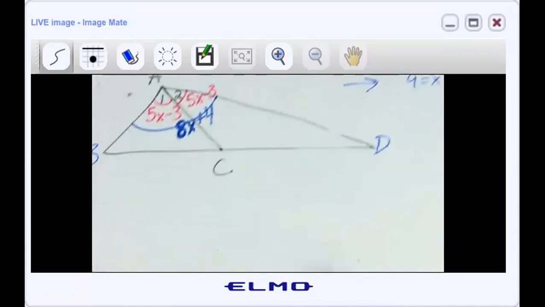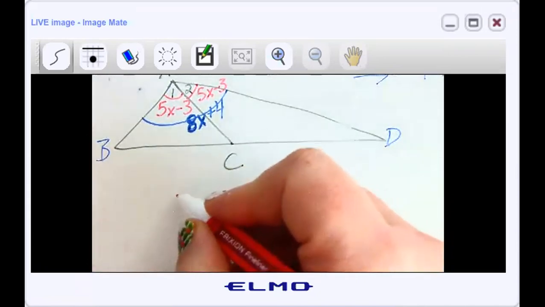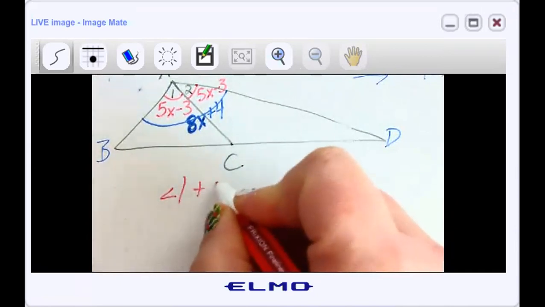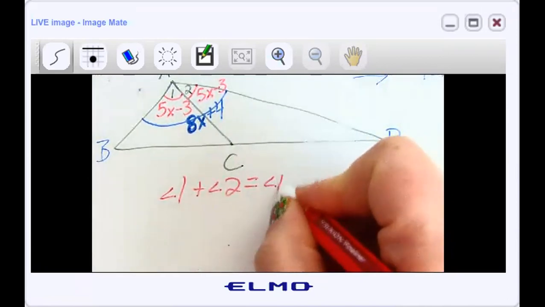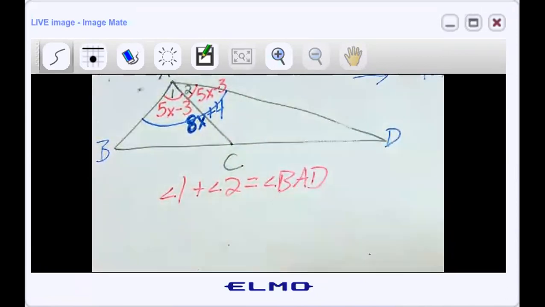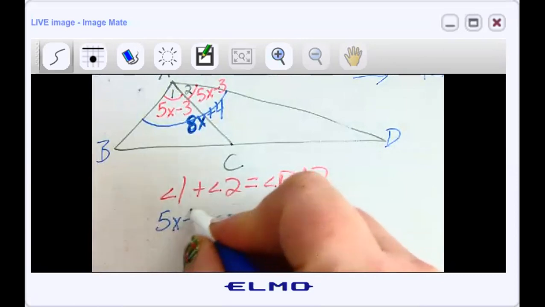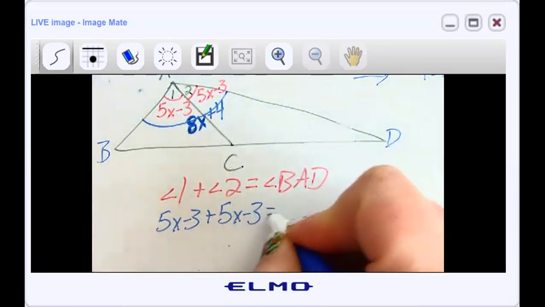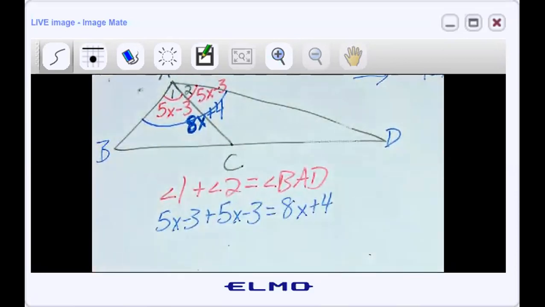So here's what I'm really doing. I'm going to take angles 1 and 2 and add, so actually I'll put it in symbols first. I'm going to say angle 1 plus angle 2 should get me the whole big angle BAD, right? So that's what I'm doing here, and then I'm just filling in the pieces. Angle 1 is 5x minus 3. Angle 2 is 5x minus 3. And angle BAD is 8x plus 4. So there's an equation that should work.